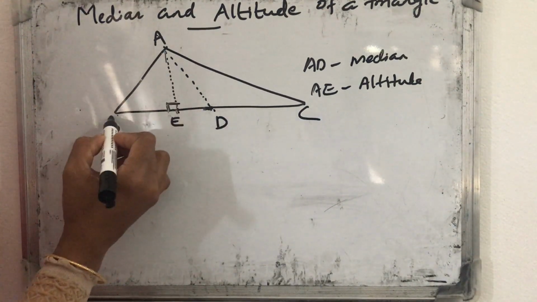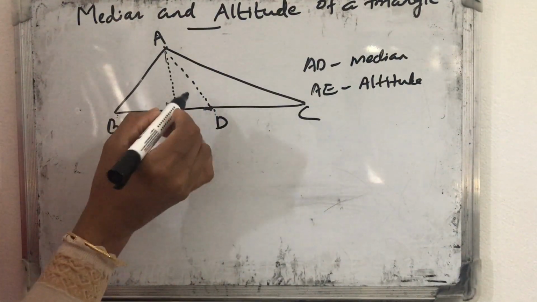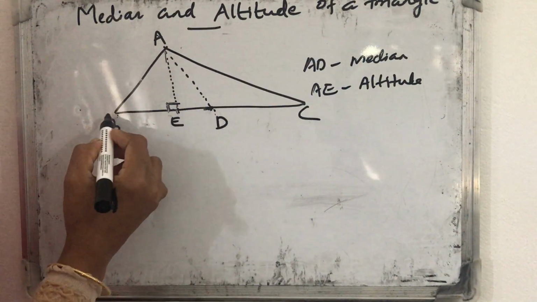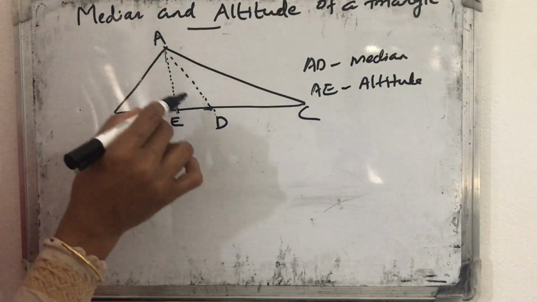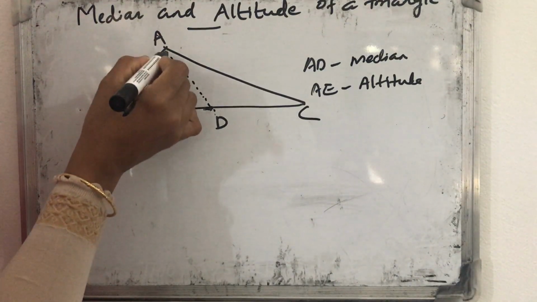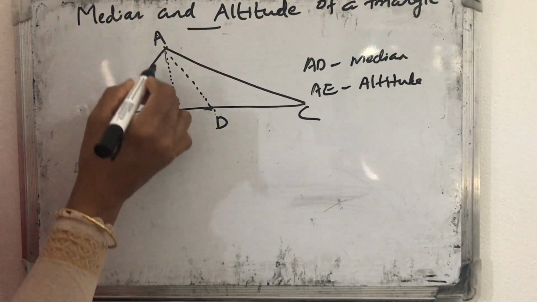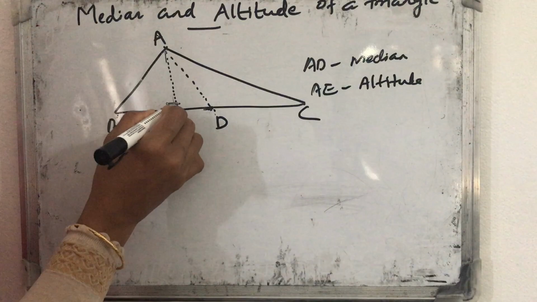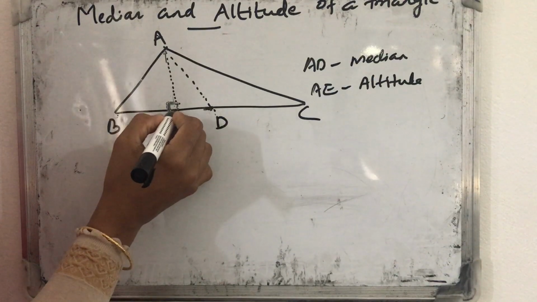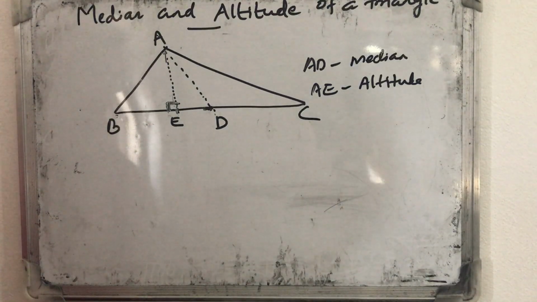Median is the line segment where the point D should be the midpoint of BC. That is the specialty of median. Then for altitude, the line segment should be perpendicular to BC. That means the intersection point should be perpendicular, so AE should be perpendicular to BC. Then that line segment is the altitude of that triangle.